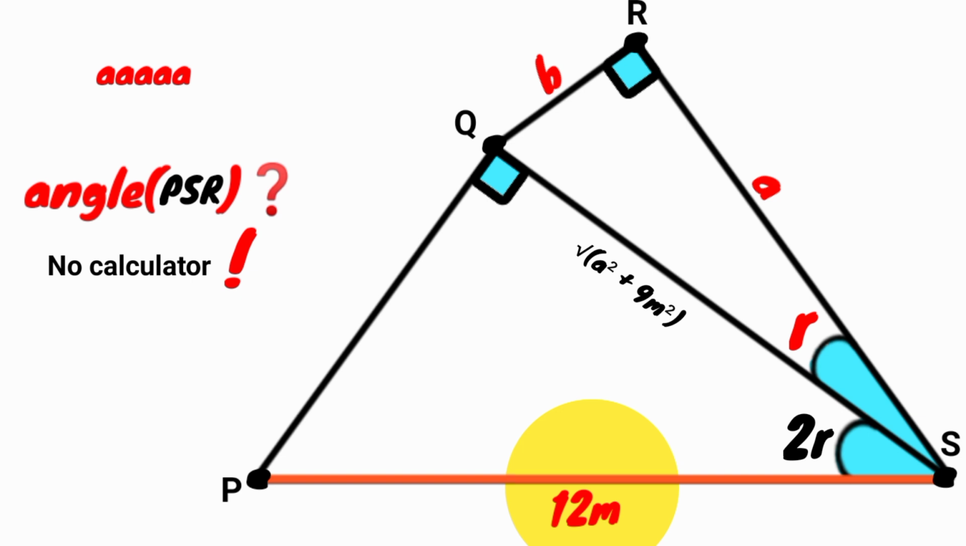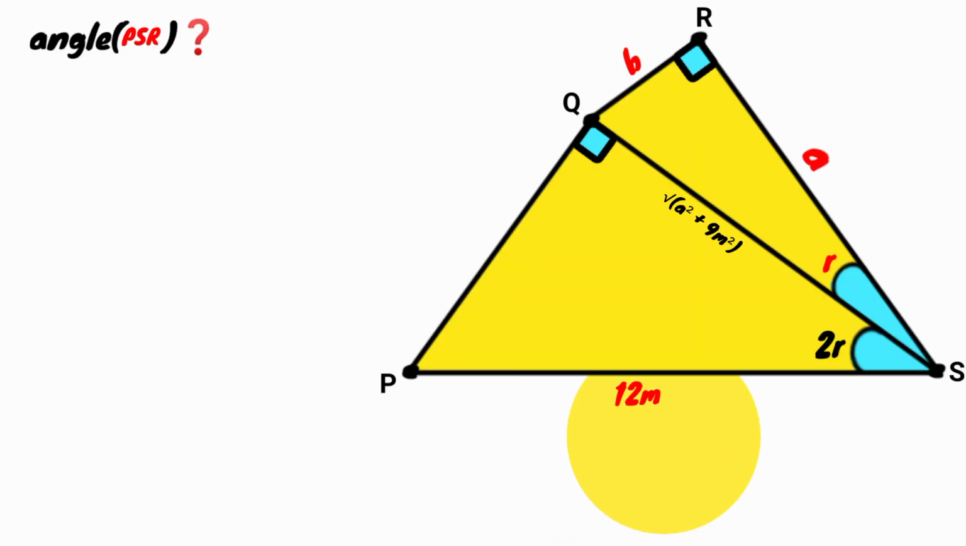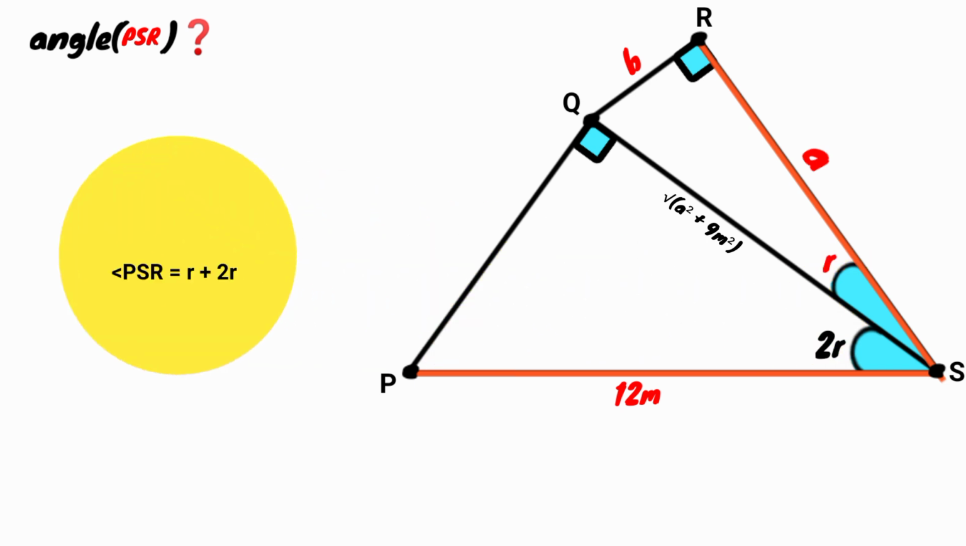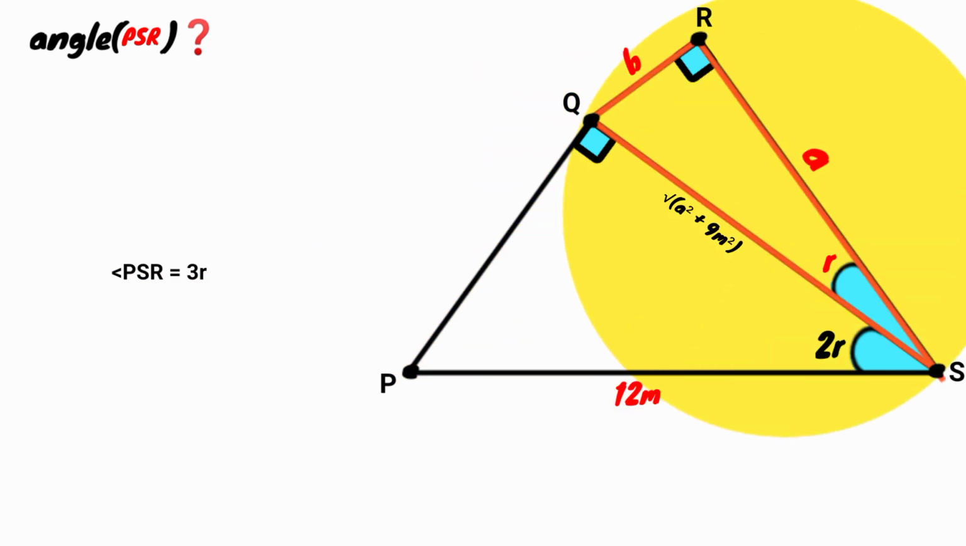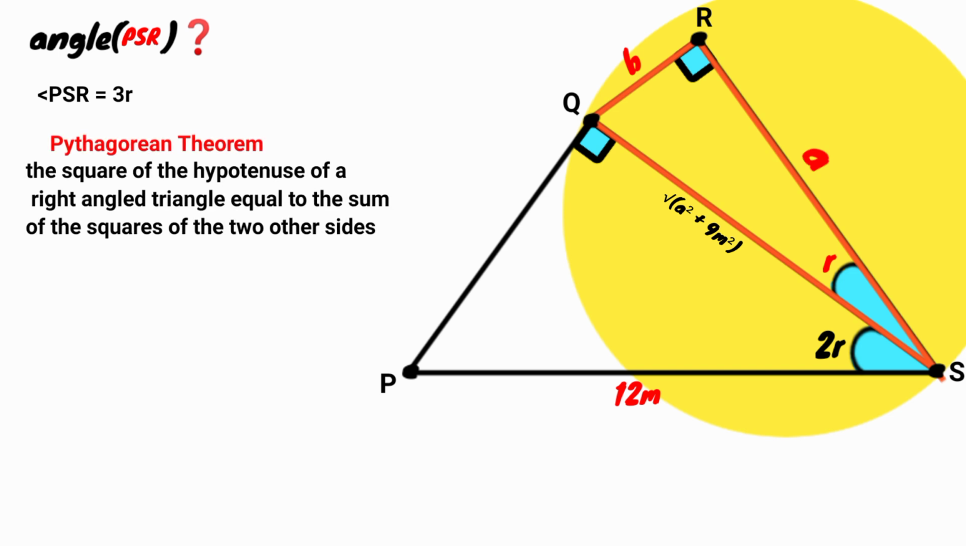So how can we solve this? How can we calculate the size of angle PSR? It's very simple. Its size is a summation of this R and this 2R. So angle PSR equals R plus 2R, which is 3R. We need the value of R. Start from this right triangle. We have its sides to be of length A, B, and the square root of A squared plus 9 meters squared. We can use the Pythagorean theorem on it.